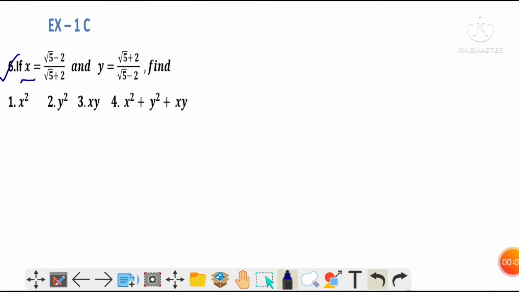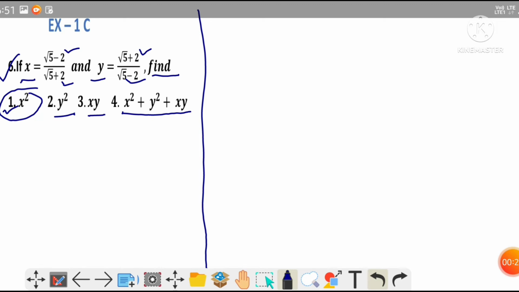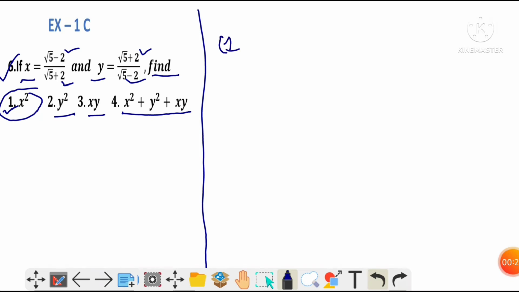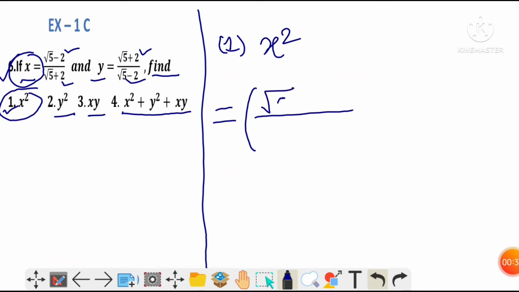So next is question number 6. If x equals root 5 minus 2 by root 5 plus 2 and y equals root 5 plus 2 by root 5 minus 2, find x square, y square, xy and x square plus y square plus xy. So for the first part we'll square the value of x. X square equals the value of x, here we have root 5 minus 2 by root 5 plus 2 whole square.